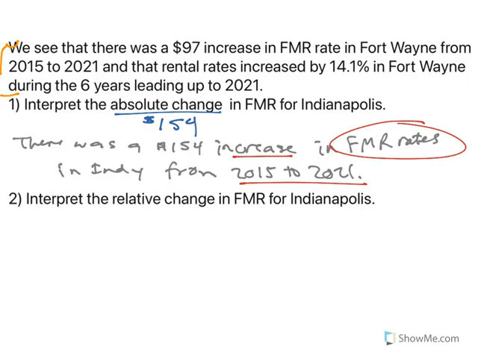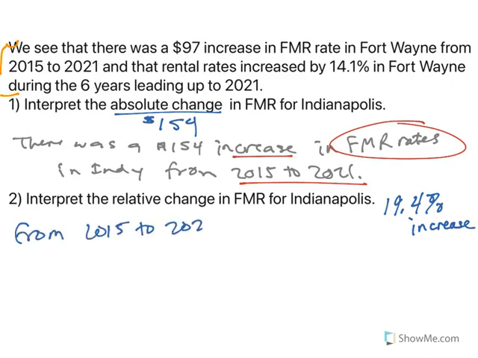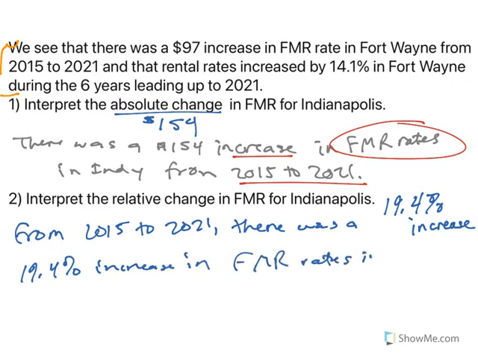Now let's talk about the relative change for Indianapolis. We know in Indianapolis, the relative change from the table before is 19.4%. Again, this is positive, so we know it's an increase. We also know the values went up from 2015 to 2021. So if we want to interpret this, I can say from 2015 to 2021, there was a 19.4% increase in fair market rental rates in Indianapolis. That's what that means, right? It's a huge increase in terms of the rent rate, right?